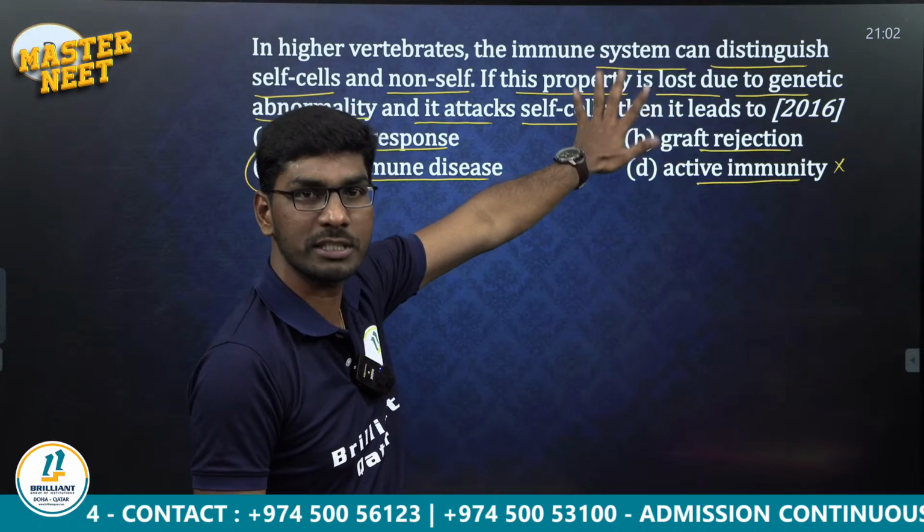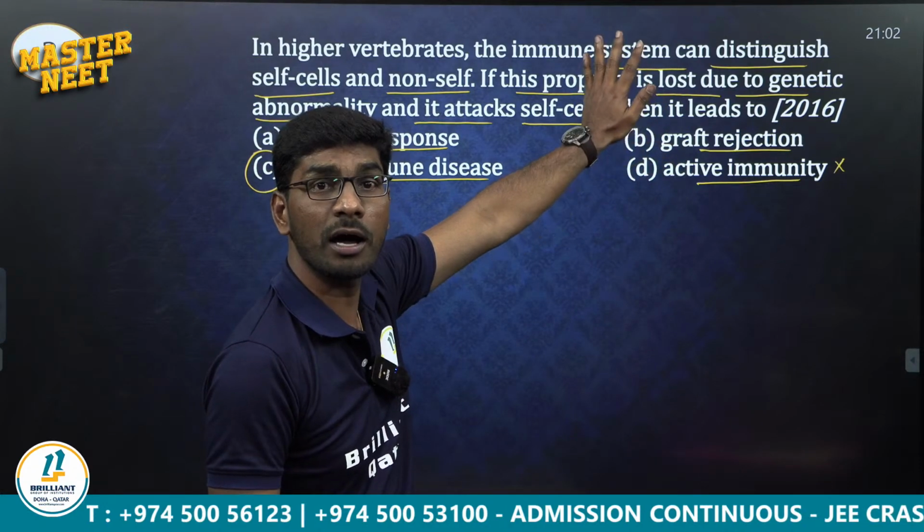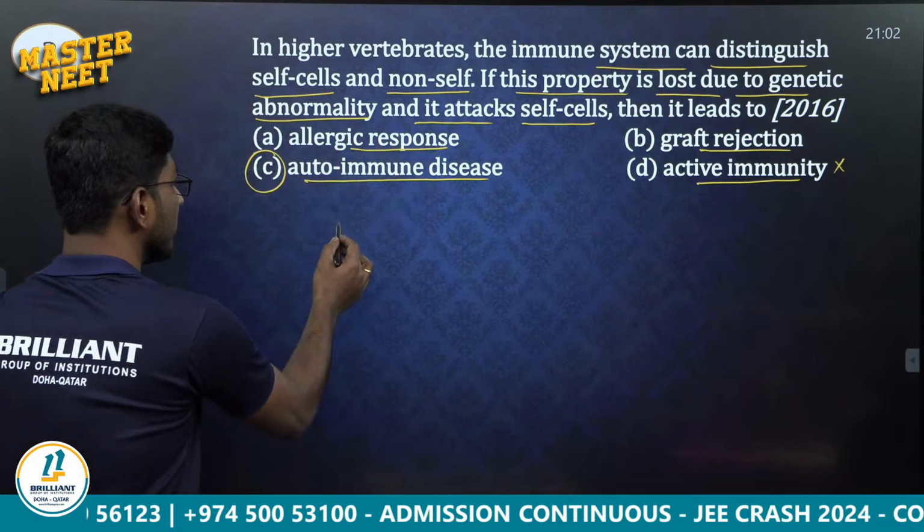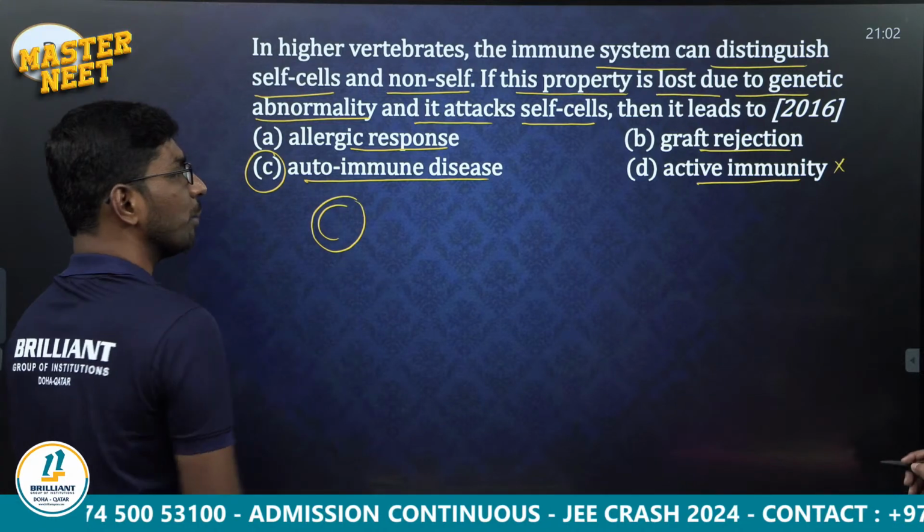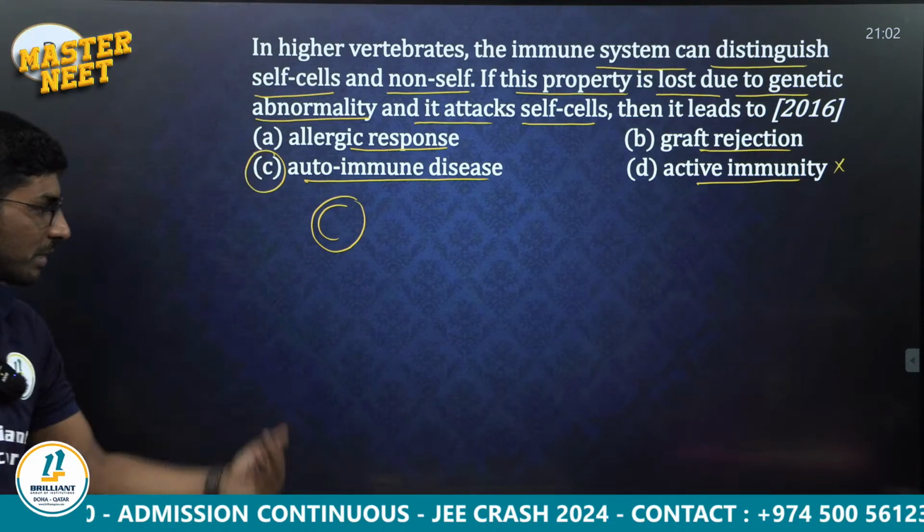So remember students, the third question answer is: if our cell fails to distinguish between foreign particles and body cells, such types of diseases are called autoimmune diseases. So the third question answer is what? Option C. Yes, good. Come sir.